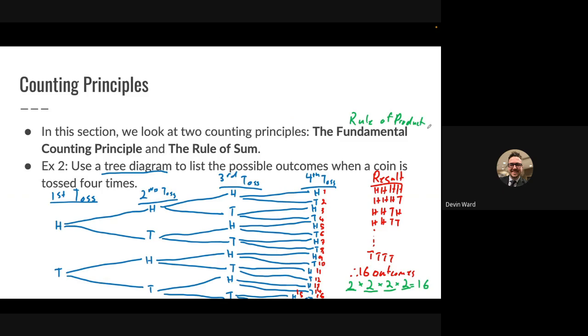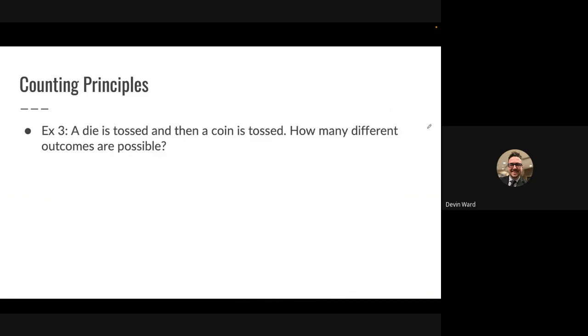Okay, so we'll get more into that in just a moment. Let's do another example first, okay? A die is tossed and then a coin is tossed. How many possible different outcomes are there? Let's do a tree diagram first.